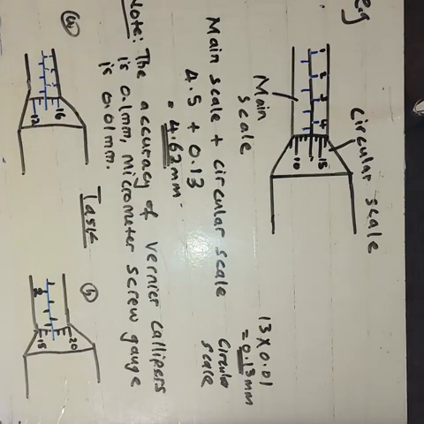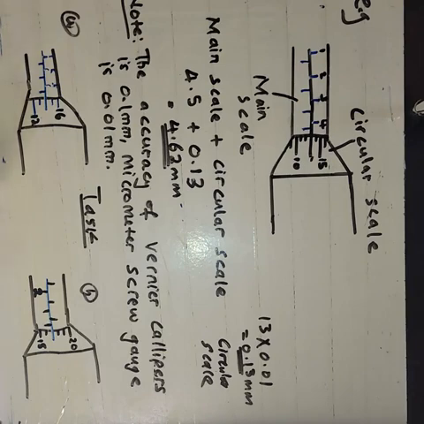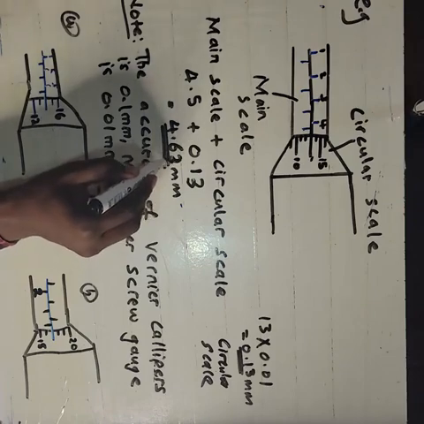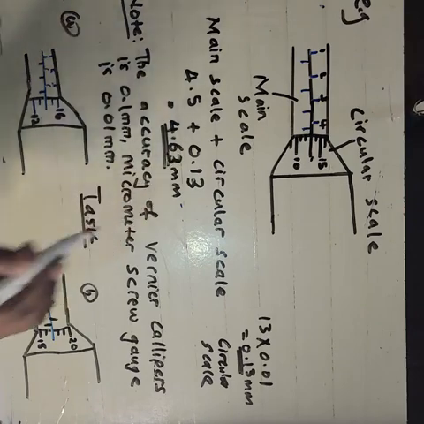And then from there, what have we said? We have said we are supposed to add, what are we adding? We are adding the main scale plus the circular scale. So our main scale is 4.5. Then you are going to add 0.13. So 4.5 plus 0.13, then you're getting 4.63. So this is our answer there.